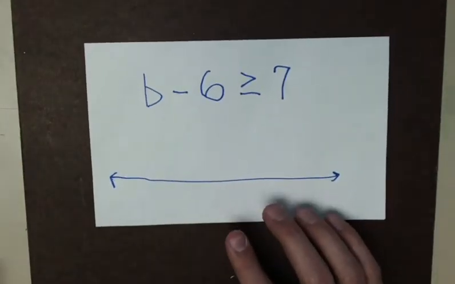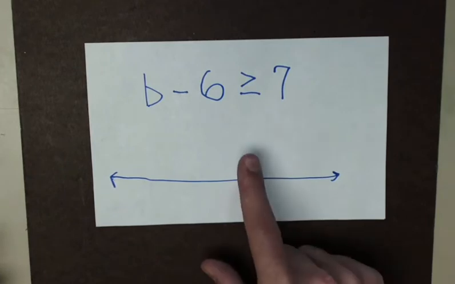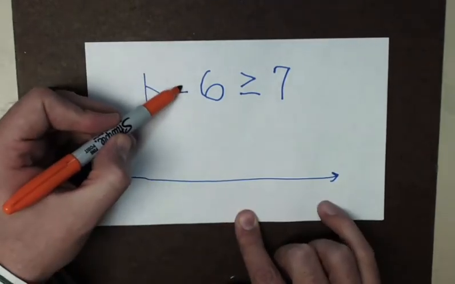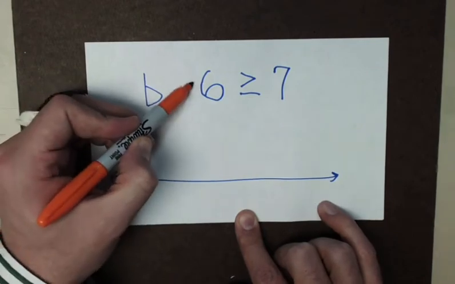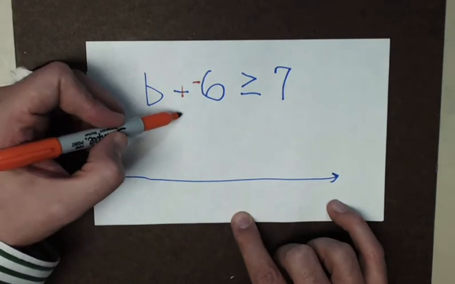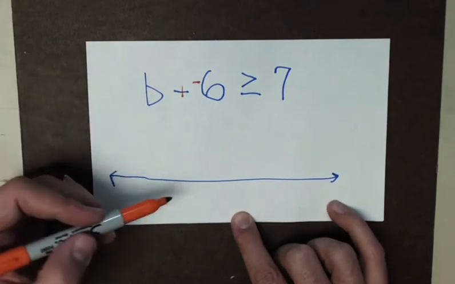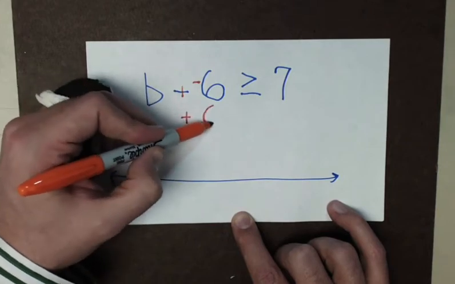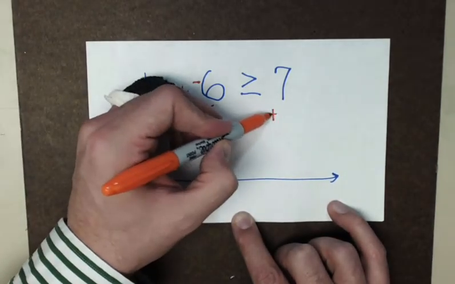Okay, now we have B minus 6 is greater than or equal to 7. Alright, first thing we do is we change it to addition and the opposite of 6, negative 6. We had that negative sign on there. Now, to isolate B, the variable, we add the opposite of negative 6, which is just 6. So I have to do it to both sides.